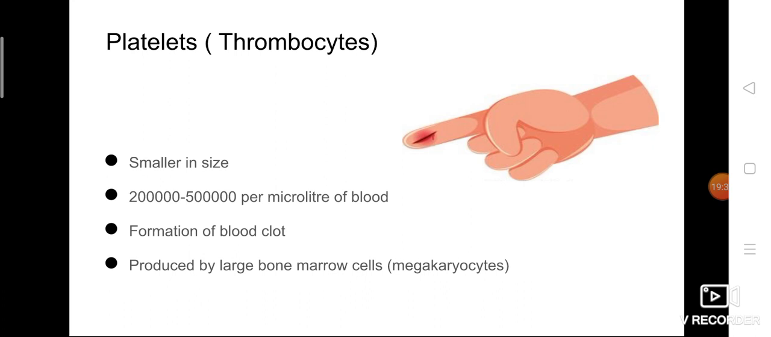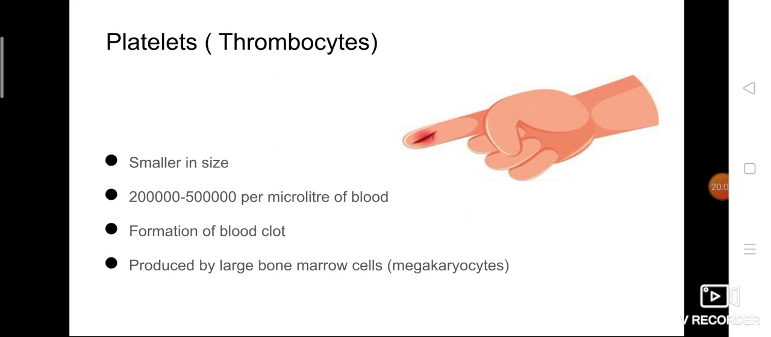While seeing the size, compared to WBC, platelets are very small in size. But number-wise, you can find 2 lakh to 5 lakh platelets in 1 microliter of blood. The main function is formation of blood clotting.